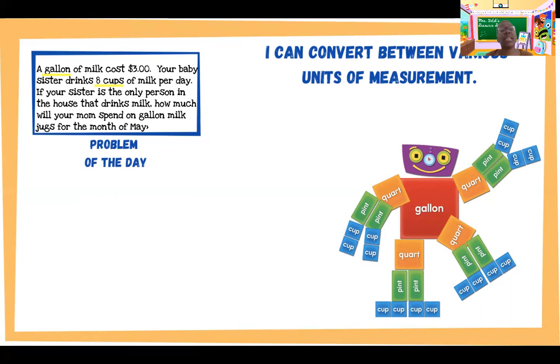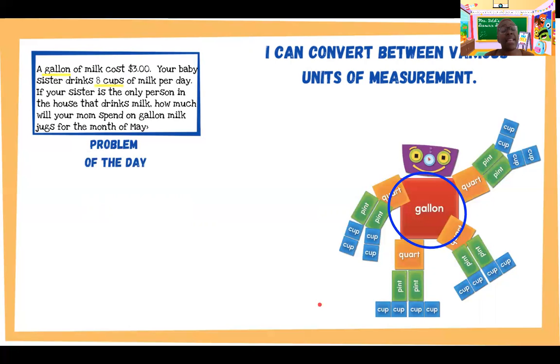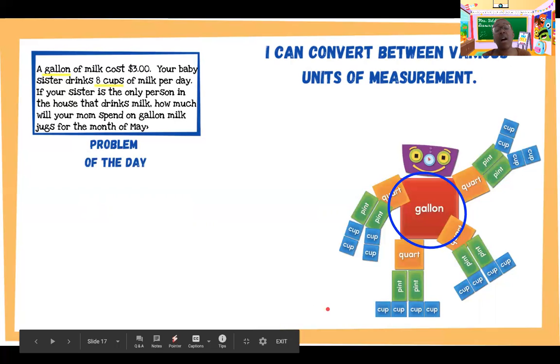In order to use the gallon man, we start with one of our units. So let's start with the gallon. Do you see the gallon represented on Gallon Man? That's right, it's right in the middle. Now, because the gallon is the biggest unit here, we are looking to figure out how many cups are in 1 gallon. And the way we figure that out is by figuring out how many cups are connected to the gallon man. So let's count all the cups that are connected to the gallon man.